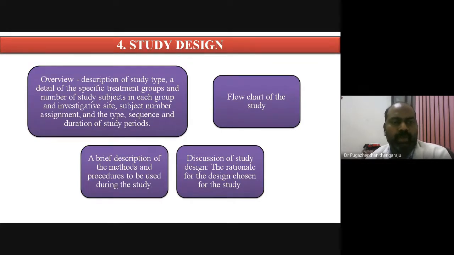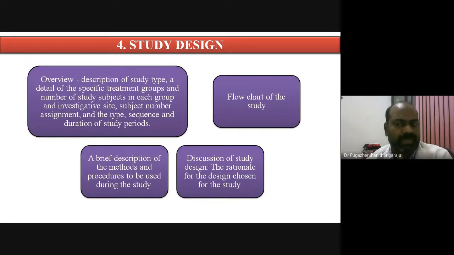So it should be like an overview, the description of the study type, which I have already told. It might be a prospective, placebo control, or comparator, or open label. Like the description of the study type, the detail of the specific treatment group, number of study subjects in each group, investigative site, subject number, assignment, time, type, sequence, and duration of the study period. So these are all components of the study design.